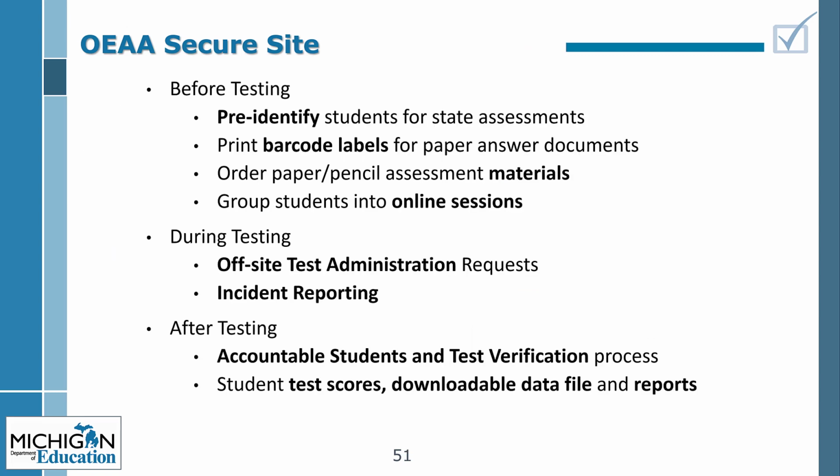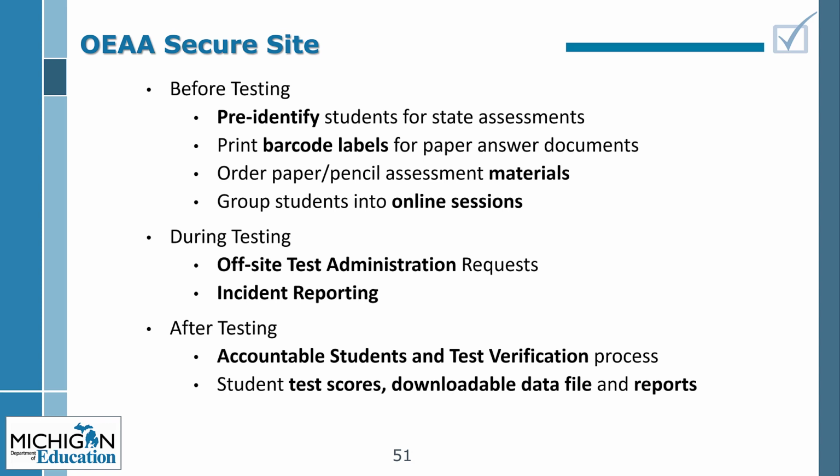The OEAA Secure Site is a site that you will use quite frequently throughout testing. It's an OEAA web application that is used for many testing tasks, and a lot of those tasks are done before testing, but there are also a few during and after testing. Before testing, you go to the Secure Site to pre-identify students for state assessments. If you have students testing with paper pencil, you can print barcode labels from the Secure Site. Material ordering happens in the Secure Site. And finally, before February 20th, you can group students into online sessions in the Secure Site to be pulled into the DRC Insight portal.